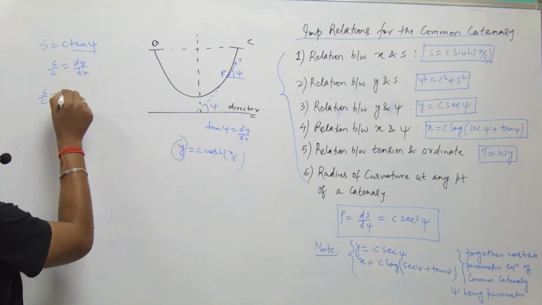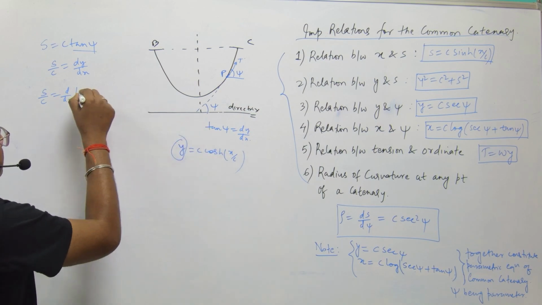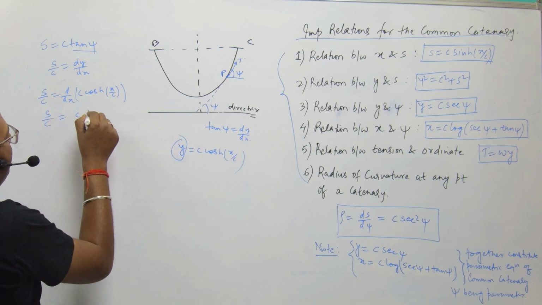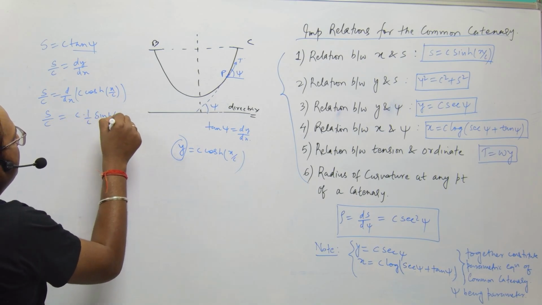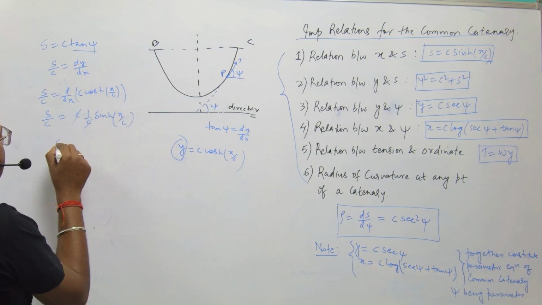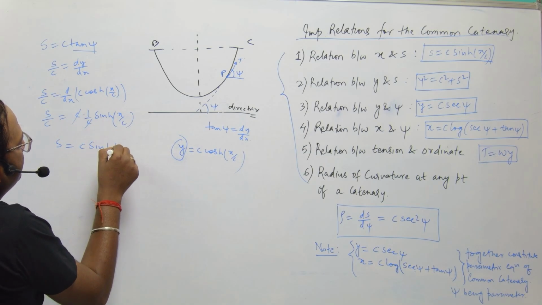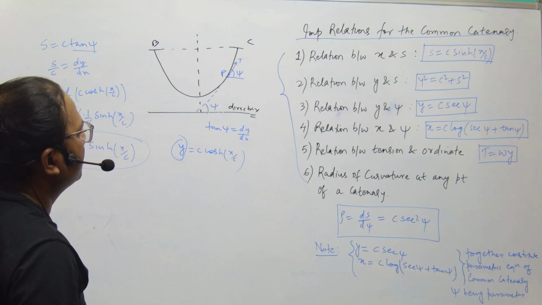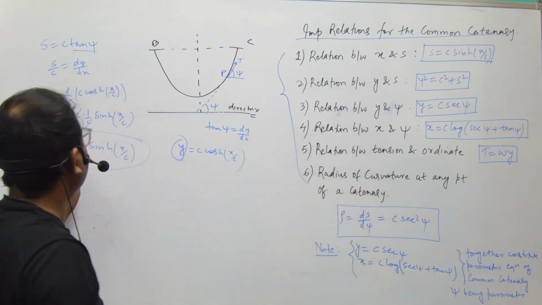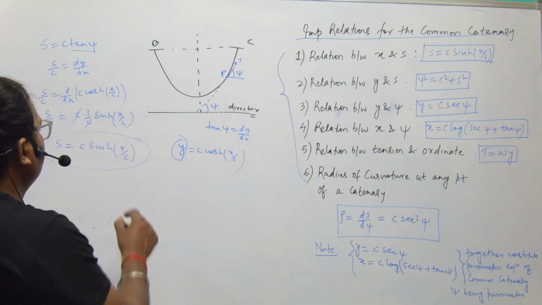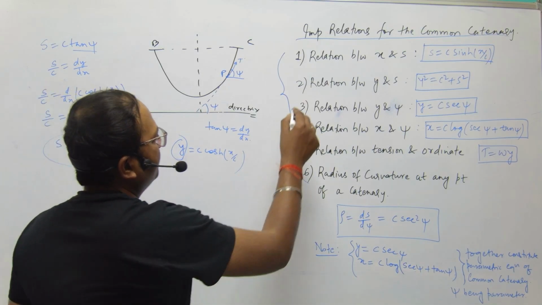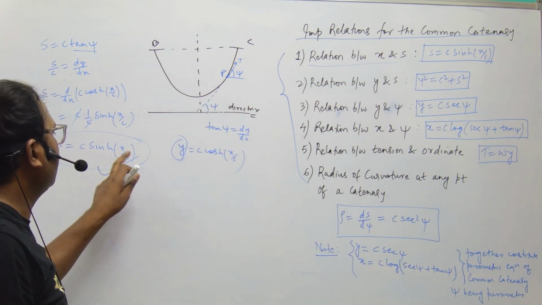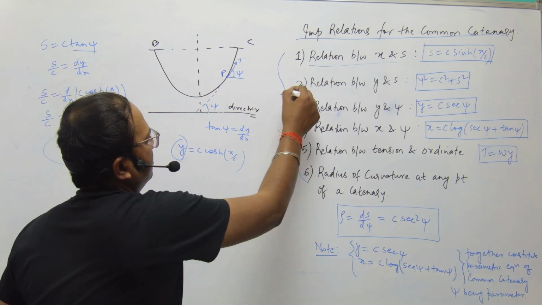So s upon c is equal to d upon dx of y, and y is c cosh x upon c. So s upon c is equal to c times 1 upon c into sinh x upon c. So this gets cancelled, and s is equal to c times sinh x upon c. So this is the relation between x and s: s is equal to c sinh x upon c. This we have proved. Now let us discuss the second one.